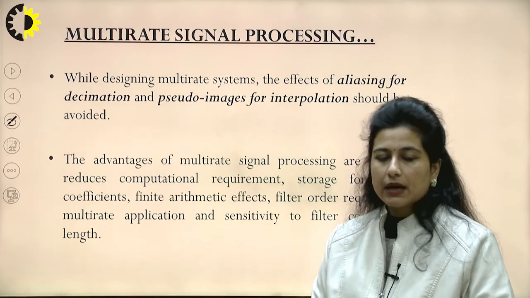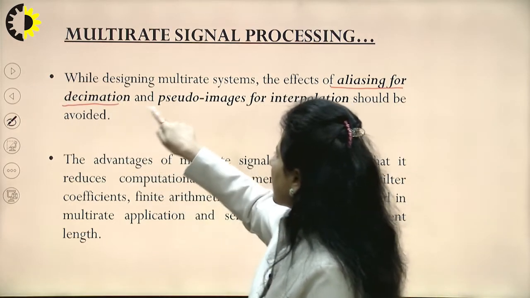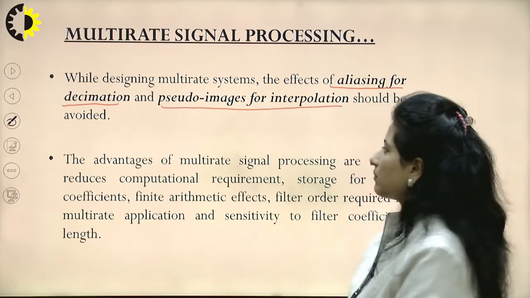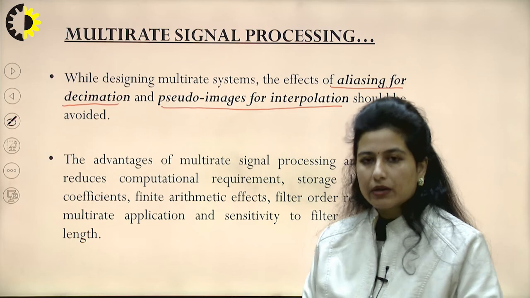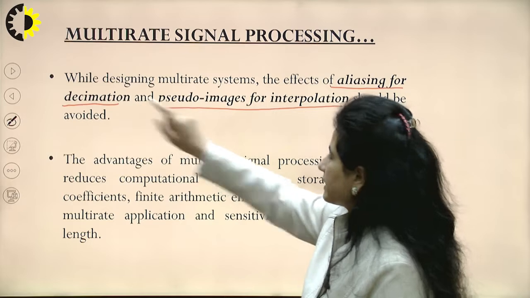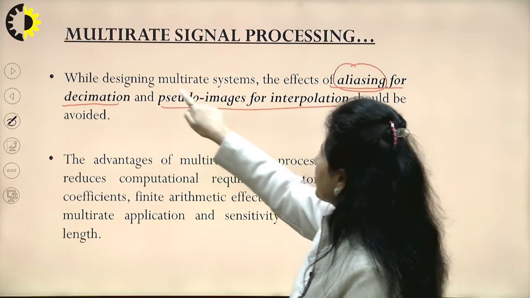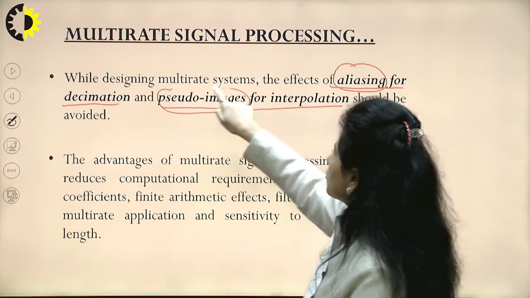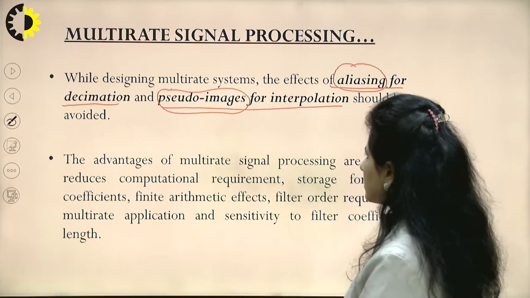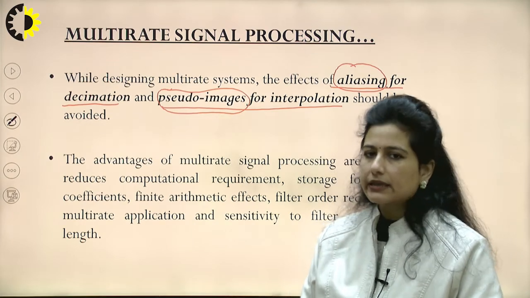Secondly, while designing a multi-rate system, the effect of aliasing for decimation and the pseudo images for interpolation should be avoided. As we were saying, certain errors occur because of this processing. When we talk about decimation, I suffer from aliasing, and when I talk about interpolation, I suffer from pseudo images which appear in the output signal. So we'll take into account these two limitations of these two techniques while we are processing our signal using decimation or interpolation.